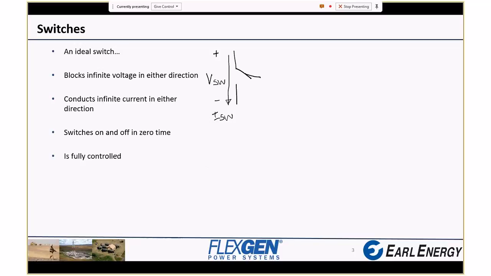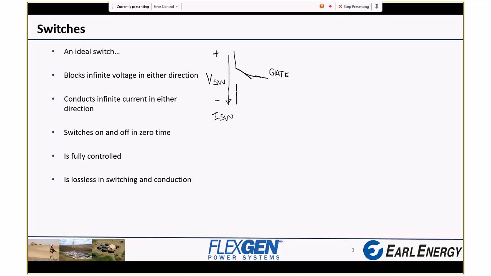It is fully controlled, meaning the open or closed state of the switch is only controlled by this, we'll just call it the gate. It'll make life easier later if we call this the gate of the switch. So fully controlled means only the gate decides whether the switch is open or closed. And this kind of falls out of what I've already said, that the ideal switch is lossless.